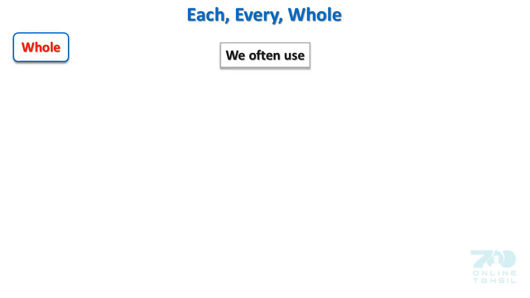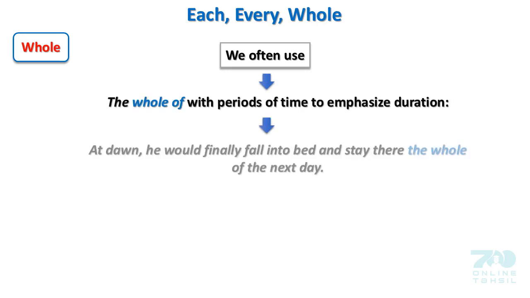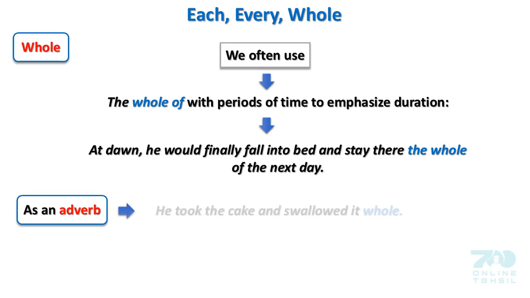We often use the whole of with a period of time to emphasize duration. At dawn, he would finally fall into bed and stay there the whole of the next day. We also use whole as an adverb. He took the cake and swallowed it whole.